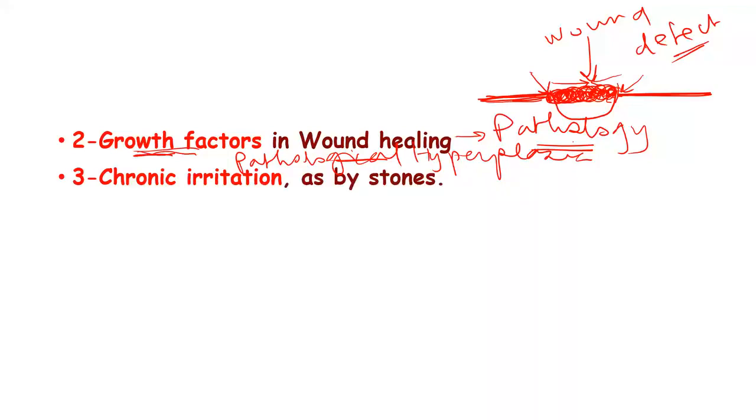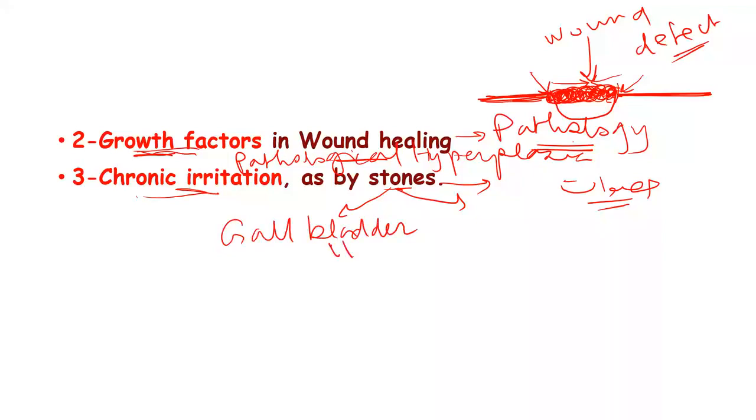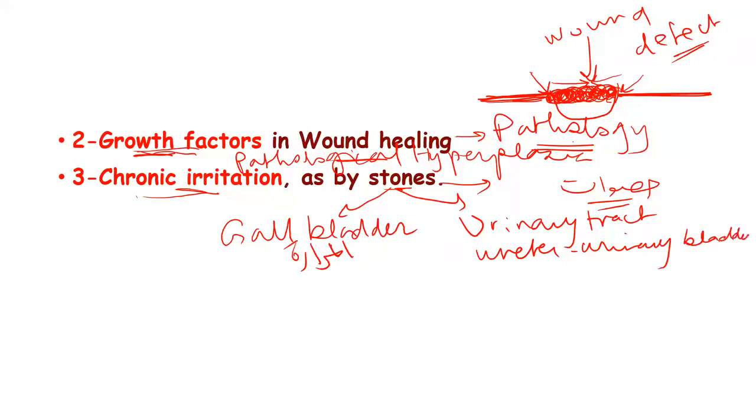Last form of pathological hyperplasia with us is the chronic irritation by stones. Stones means حصوات. Stones can develop inside the gallbladder, and can develop inside the urinary tract, ureter, urinary bladder, and so on. So these are the sites usually affected by stones. So I have stones in the gallbladder, or in the urinary bladder, or the ureter, or renal pelvis. Fine.